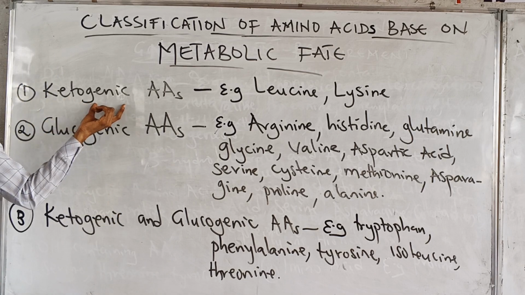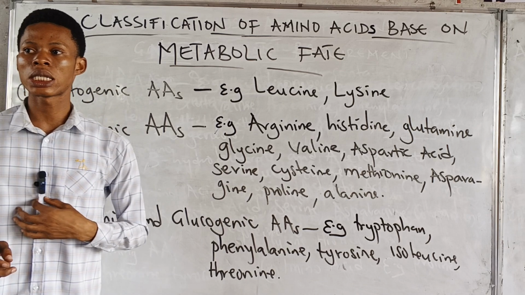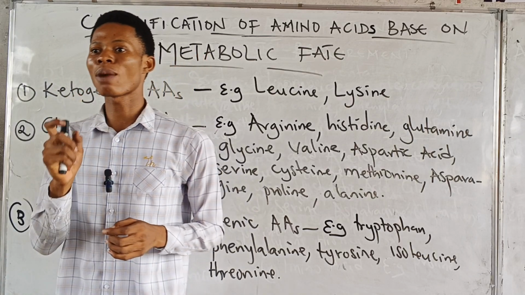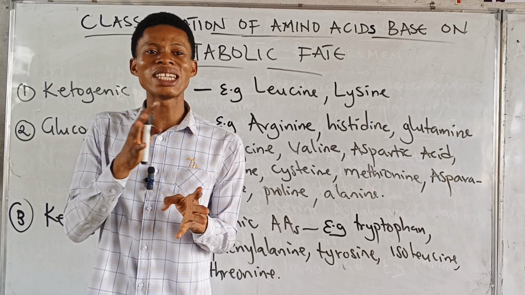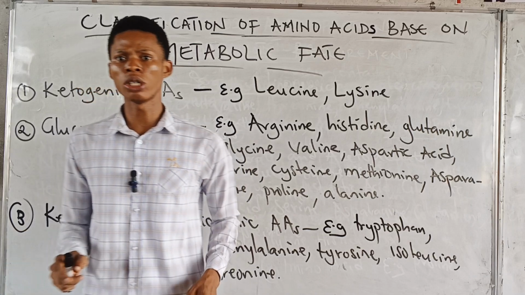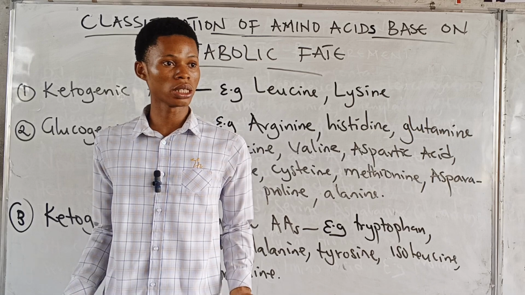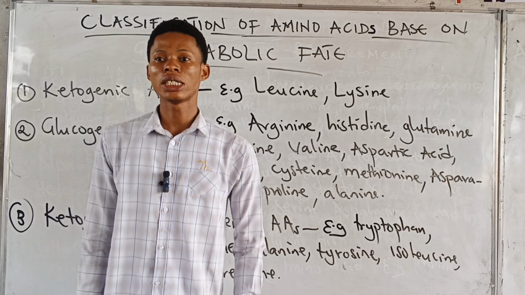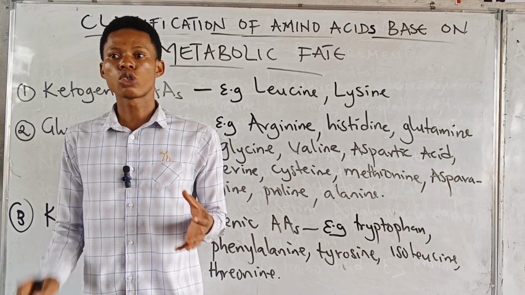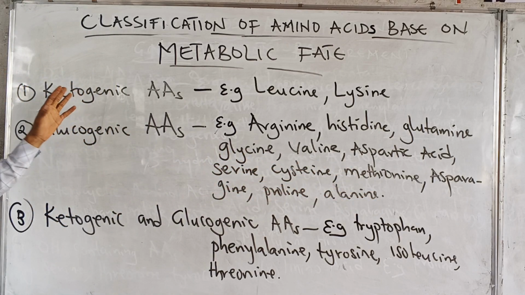Now, ketogenesis is the production of ketone bodies. Ketogenic amino acids are those amino acids that can be converted to ketone bodies. One thing we should note about ketone bodies is that they are alternative energy sources. What is the main energy source of your body? Carbohydrate, right? But if carbohydrate is not there, will you die immediately? You will not die. Your body will go to look for an alternative energy source through a process called ketogenesis, the production of ketone bodies.